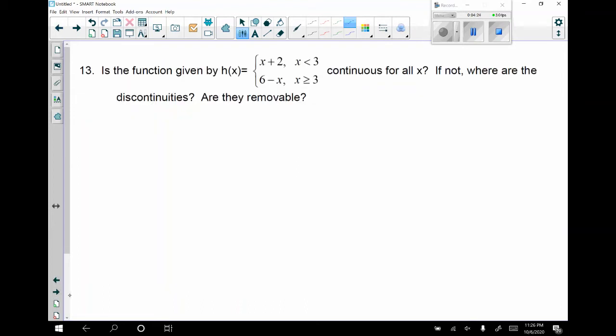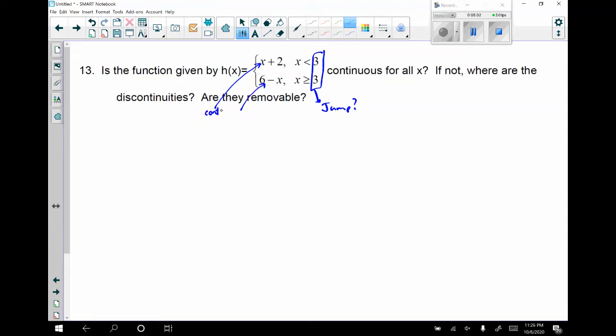Number 13, a little bit of continuity, just reminders on this. So this one says, is it continuous? If not, where are they? And are they removable? Or really, what kind? We should be able to tell. If you're given a piecewise like this, we definitely need to check what's going on at 3. That one is our jump, or maybe a removable. So let's check that. But don't forget to check each equation on its own. There could be vertical asymptotes or holes within these if they were more complicated.